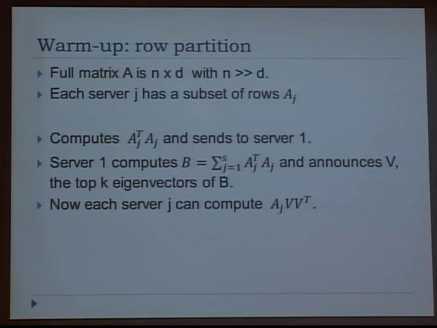Why? Because the span of, what is B? B is just A transpose A. And you're finding the top k eigenvectors of A transpose A, which is exactly what SVD should do. So this is just an exact algorithm. So getting SD squared communication in the row partition model is not hard at all, because you have complete rows.